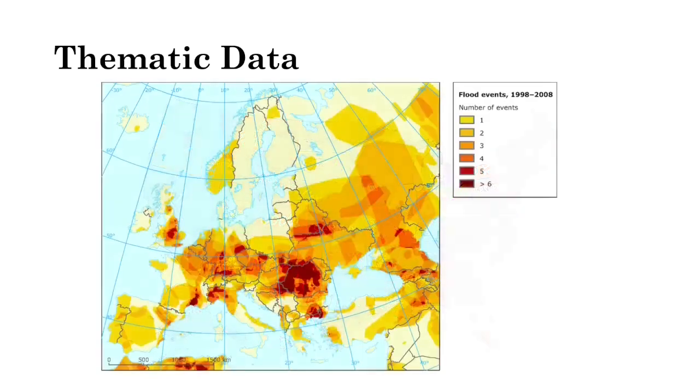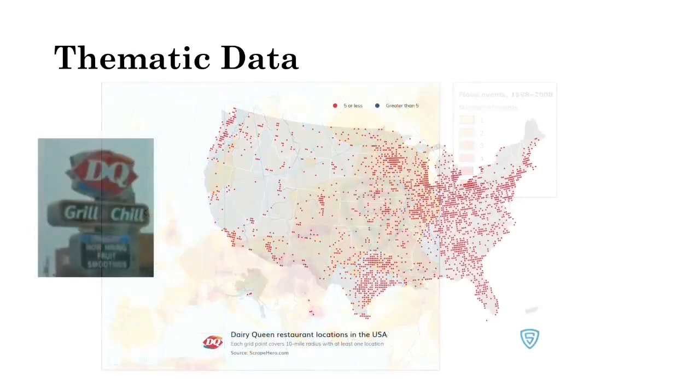Here's another thematic map. This is an isoline map, I believe. So it's showing just flood numbers, events. So it could deal with natural phenomenon, but it's still showing thematic data because we're looking at quantitative information.